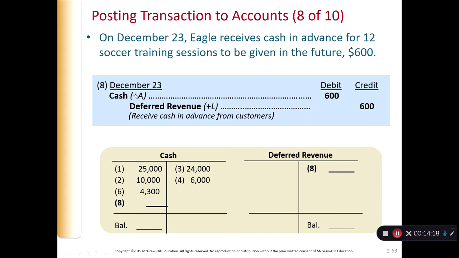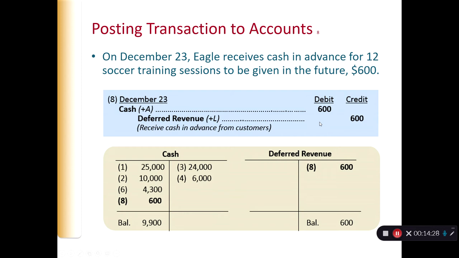Hence, when we're increasing cash, we debit it, but when we're increasing liability, in this case deferred revenue, we credit it. And then we religiously post the debit side on the left-hand side of the cash T account, and credit on the right-hand side of the T account.